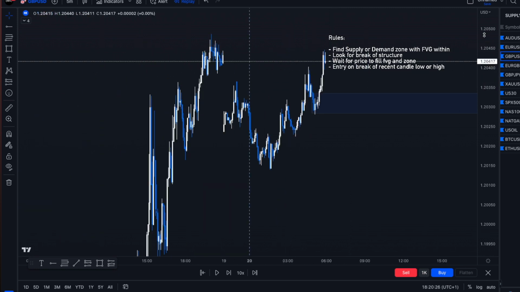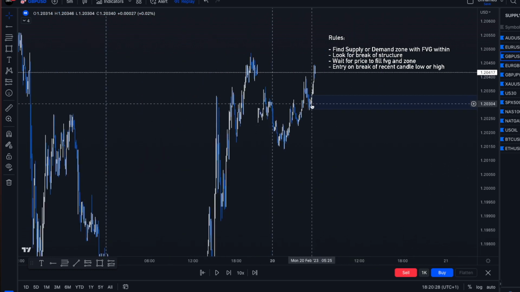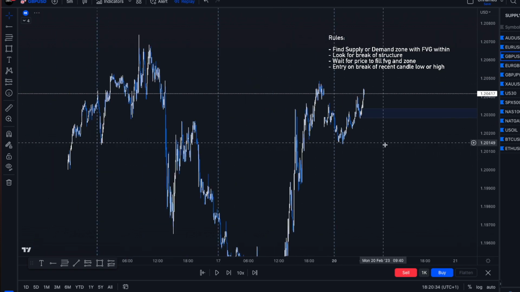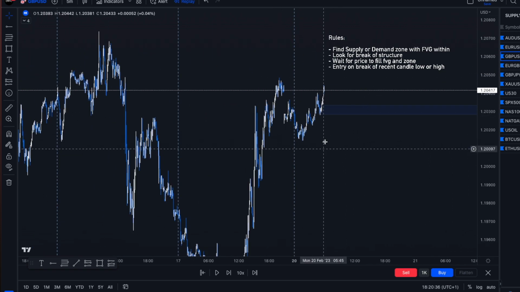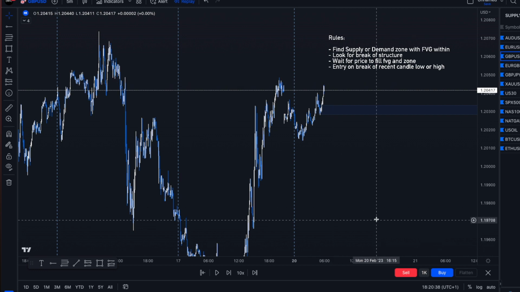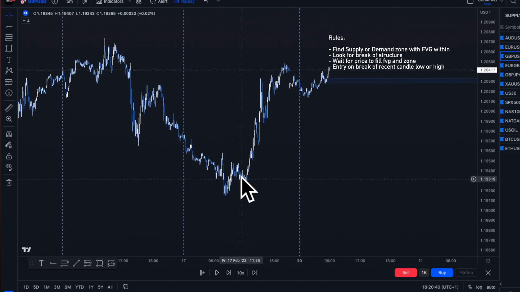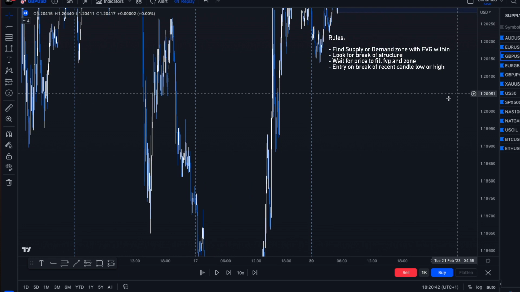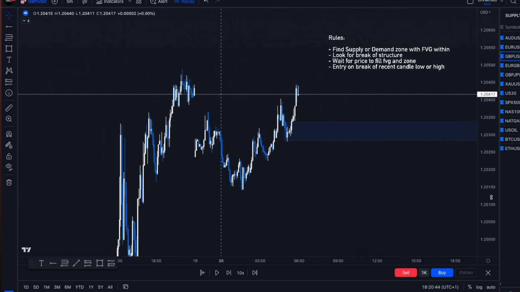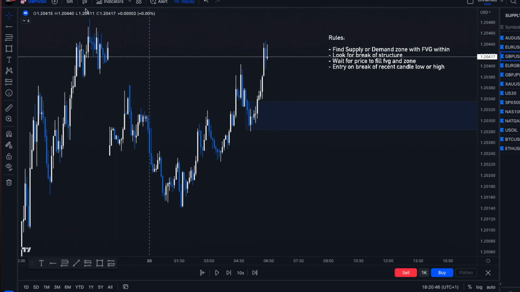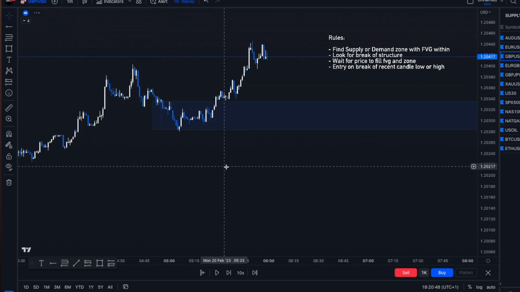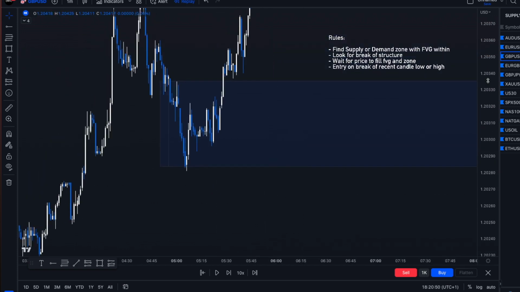So what we have though is a demand zone at quite a high point in the move. Now what we normally like to see is if we're quite high up in the move, we want to look for supply, and if we're quite low in the move, we want to look for demand. So we're going to see how price reacts off this area, but before we do that, we're going to zoom right into the 1 minute chart and look for fair value gaps in the zone.